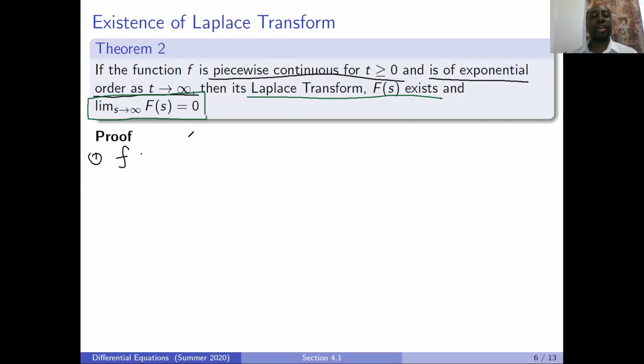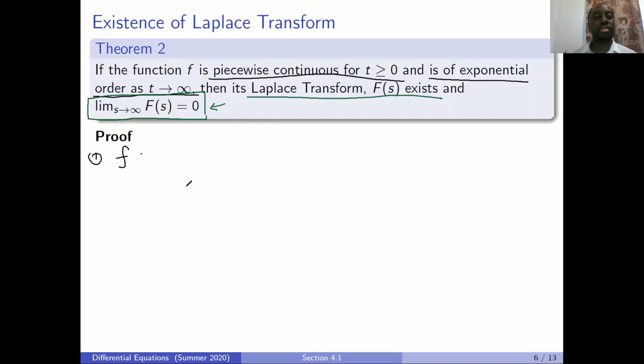Okay. So first, we are going to show that piecewise continuity plus exponential order as t goes to infinity implies that the transform exists. And then we'll go ahead to verify this extra property of the transform.